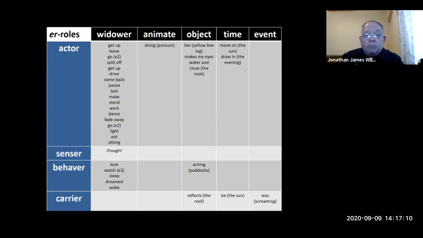There's a mention of time in the sense of the sun and the evening, all right? And there is an event, the screaming. So those are really the only participants mentioned in this particular poem. The widower is mentioned a lot as the actor, meaning that he is doing processes. He is also the senser. He thinks, behaving, sleeping, dreaming, waking.